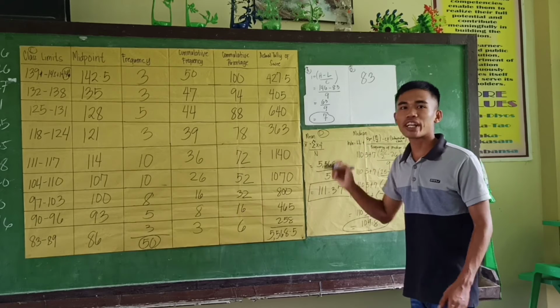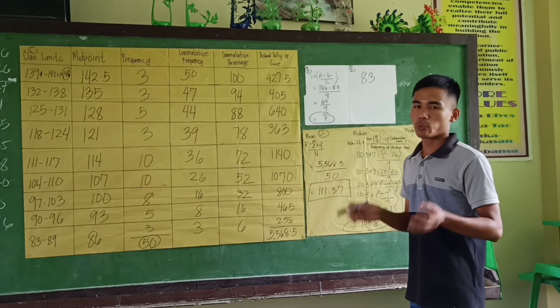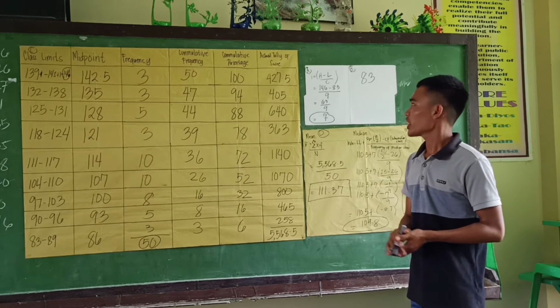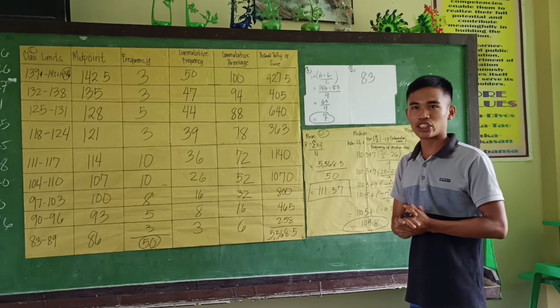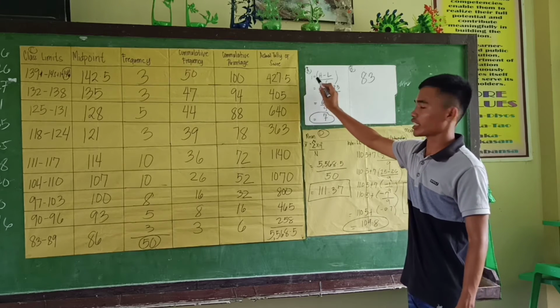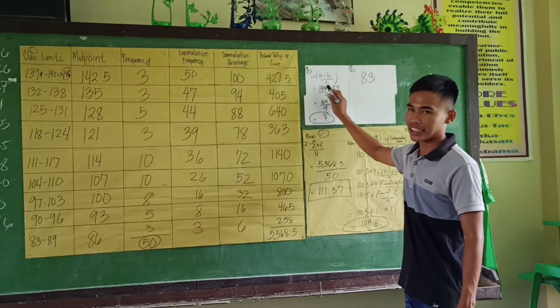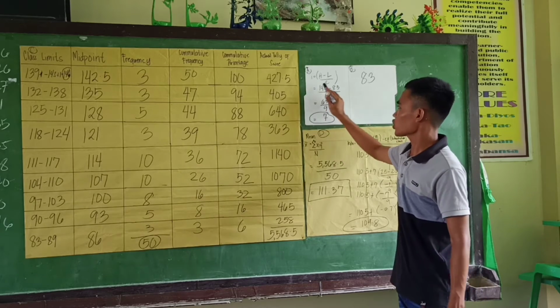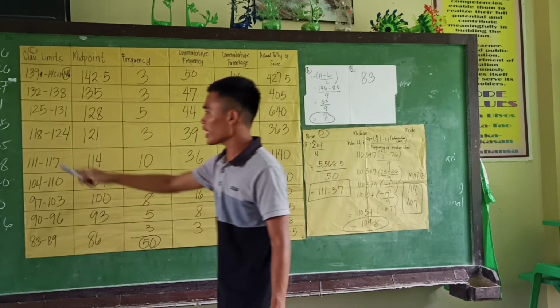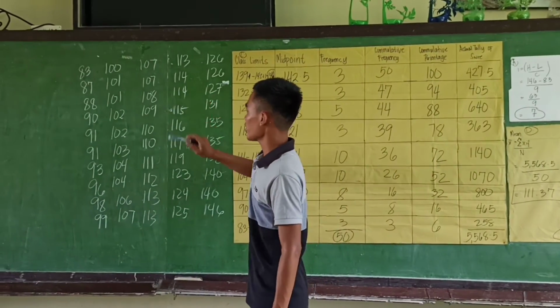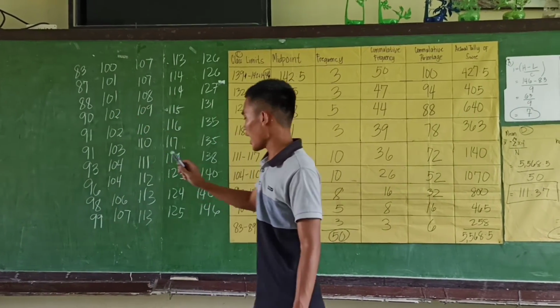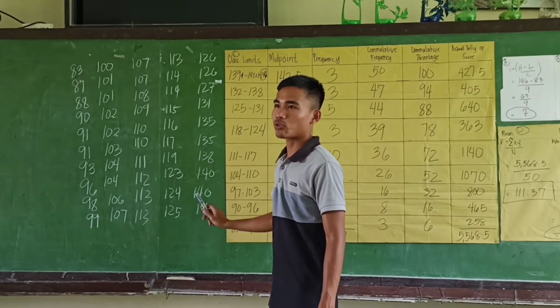The first question, we are going to find the class size. When you are going to find the class size, you need to consider this formula. Class size is equal to highest score minus lowest score over class interval. Based on the data on this side, the lowest score is 83 and the highest score is 146.